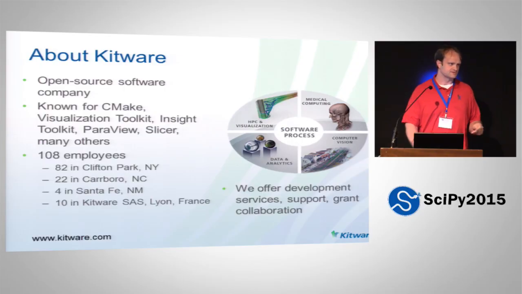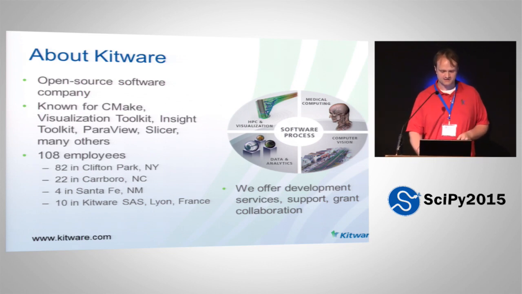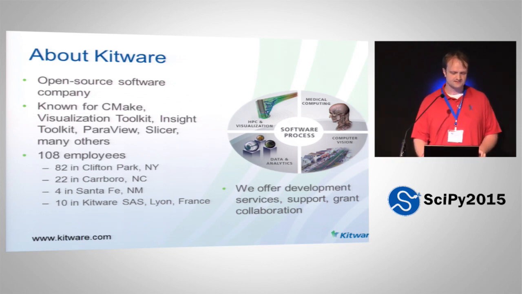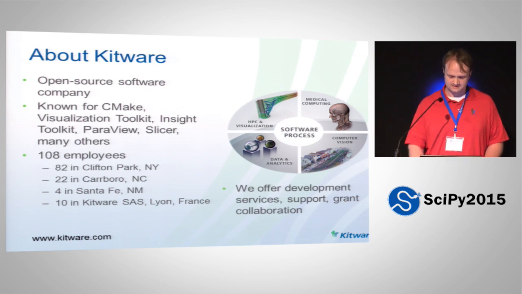First, I want to start out, I work for Kitware, and we're a small open source software company known for things like CMake, the visualization toolkit, which I'll be talking about, the Insight toolkit, which is kind of a medical image analysis counterpart to VTK, and ParaView, which I'll also be talking about, Slicer, and many other tools. We're about 108 employees, most of whom are in Clifton Park, New York. I'm from the Carborough, North Carolina office, and there's a small office in Santa Fe and in Lyon, France.